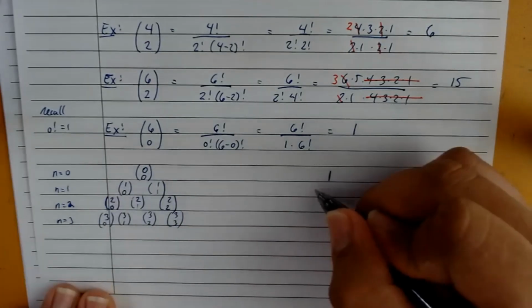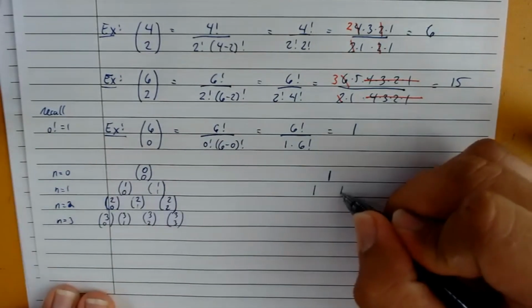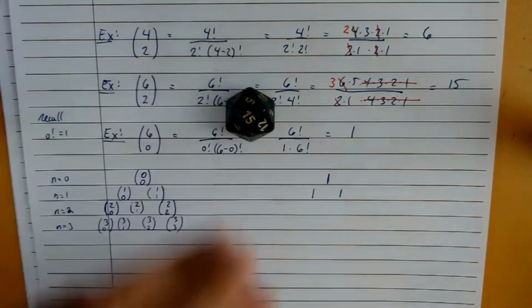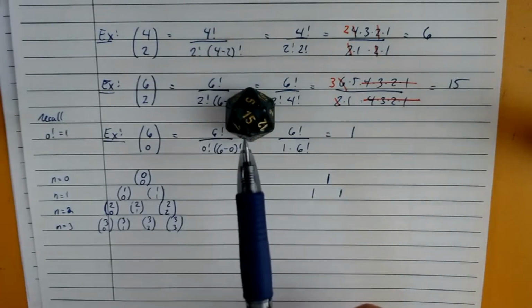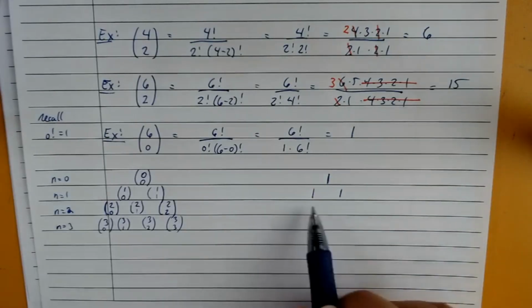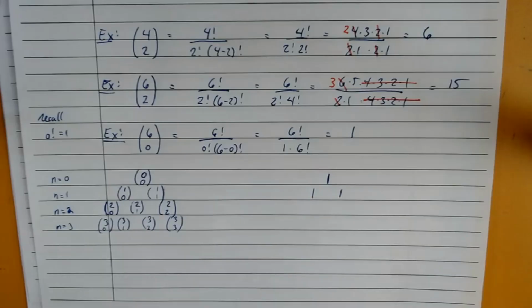1 choose 0 is 1, and 1 choose 1 is 1. Again, the idea being I have a single dice right here, and from that single dice, I can choose none. Well, one way to do that is by not picking it up, and that's it. Or choose 1. Well, the only way to do that is by picking up that one dice, that one die. So that's it, 1 and 1. And of course, you can always compute these numbers.